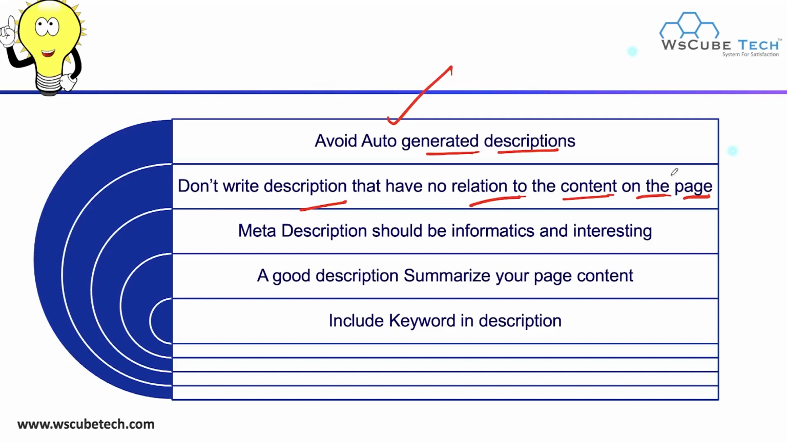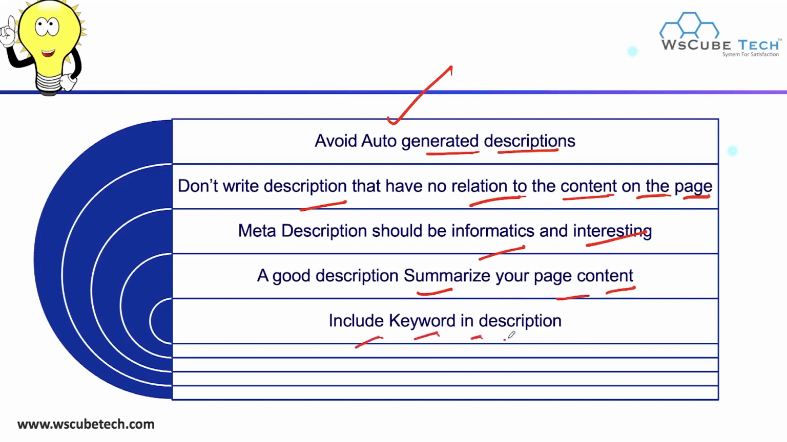Meta description should be informative and interesting. In that case, you have to take care of both. Meta description must give information about your web page and it must be interesting so that users visit your website after reading your particular meta description. A good description summarizes your page content. Whatever information you have in your web page is summarized by your meta description.